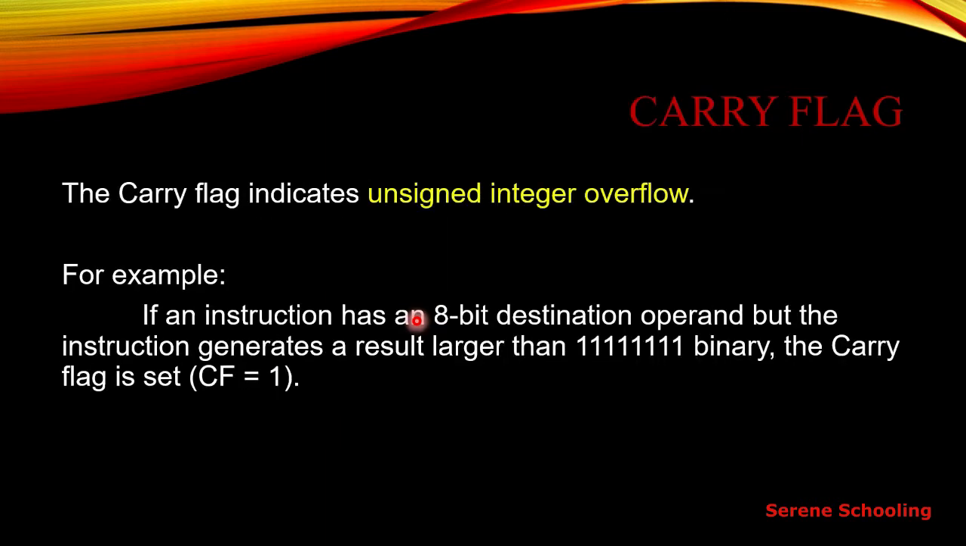So next, the first flag is the carry flag, and what it indicates is unsigned integer overflow. Basically we have two types of numbers, signed integers and unsigned integers. Unsigned means positive integers only, right? And what is overflow? Overflow means an out of range value.